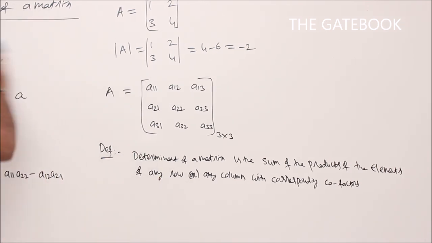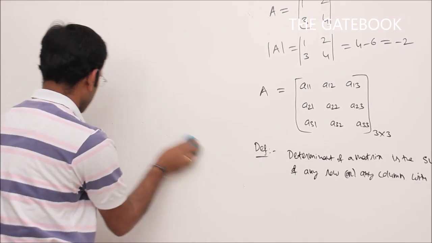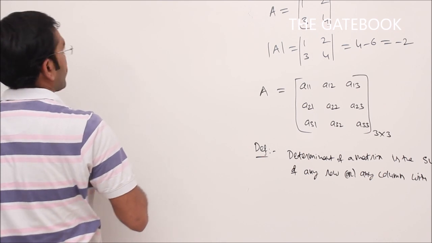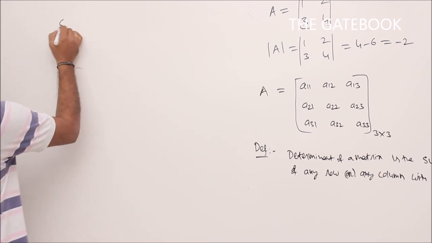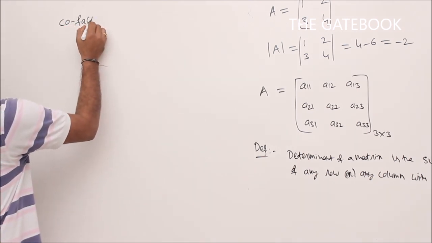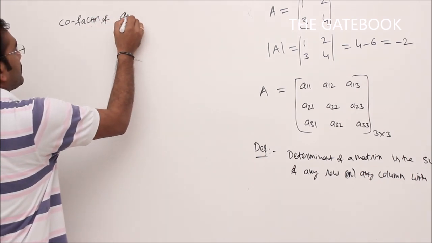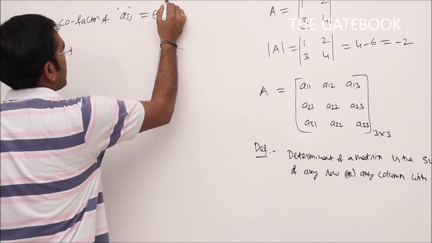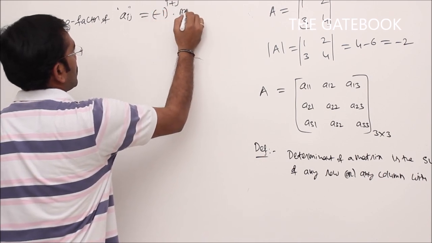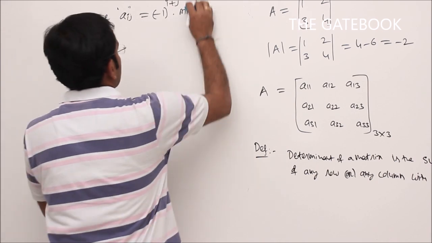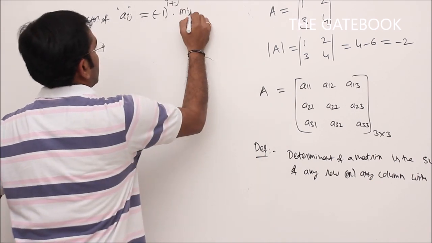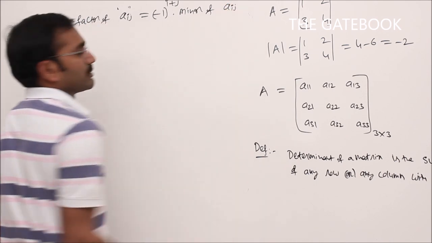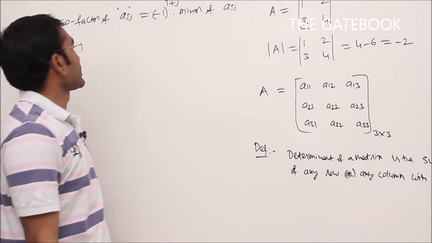Suppose, what is meant by cofactors? I will give the definition of cofactor like this. The cofactor of any element Aij is given by minus 1 whole power i plus j into the minor of that element Aij. That is the definition of cofactor.